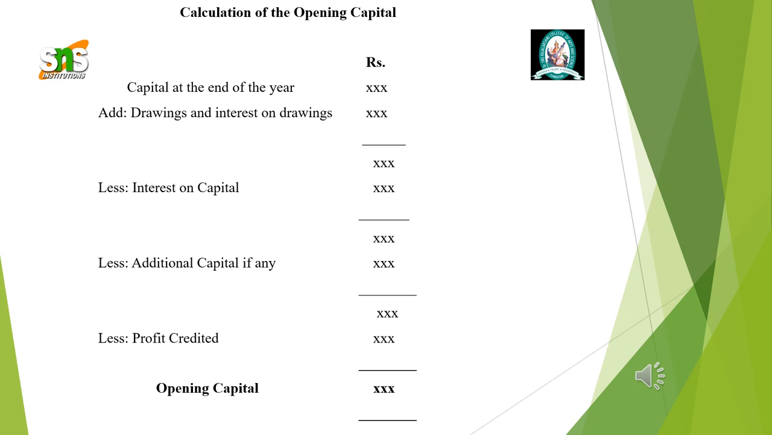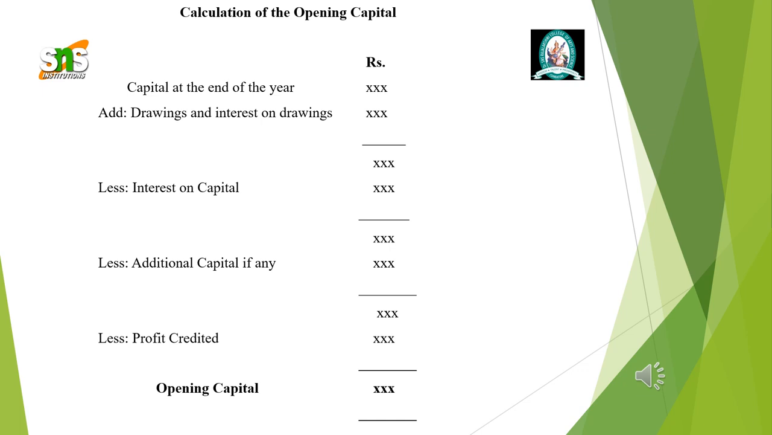So this is the format to calculate the opening capital when it is not given. We have the information regarding the closing capital, your drawings or your interest on drawings, your interest on capital, additional capital, and profit credited. So how are we going to calculate? First we take your capital at the end of the year, add your drawings and interest on drawings, and then less your interest on capital, less any additional capital, and less your profit credited, so that we will get the opening capital.